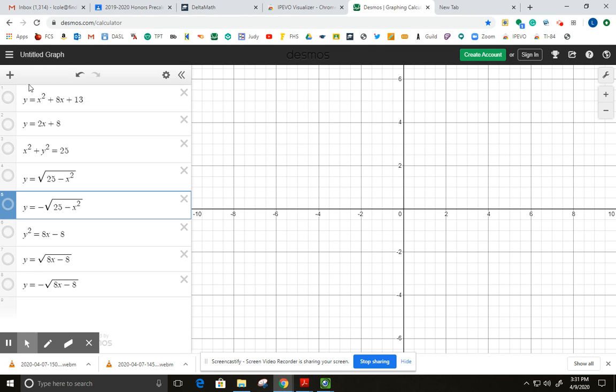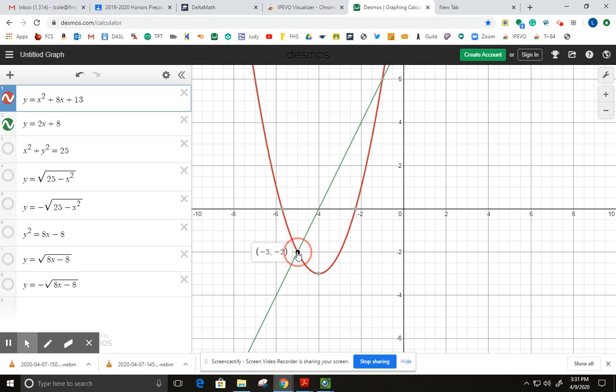Desmos is sort of nice because all you do is just type it in just like it looks. Type in those two equations, and then you see where they intersect. All you have to do is hover over that point. Let's see, right there. Yep, we get -5, -2 is one point of intersection, and the other point, -1, 6. Once again, you just type it in just as it is.